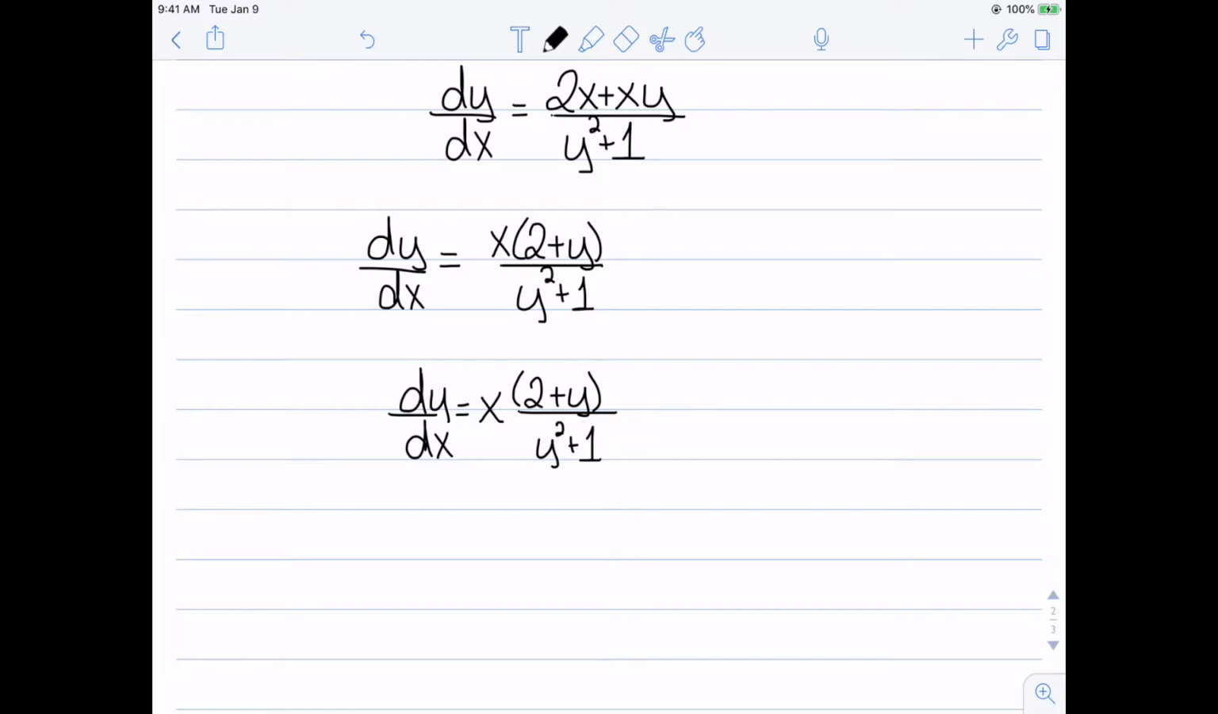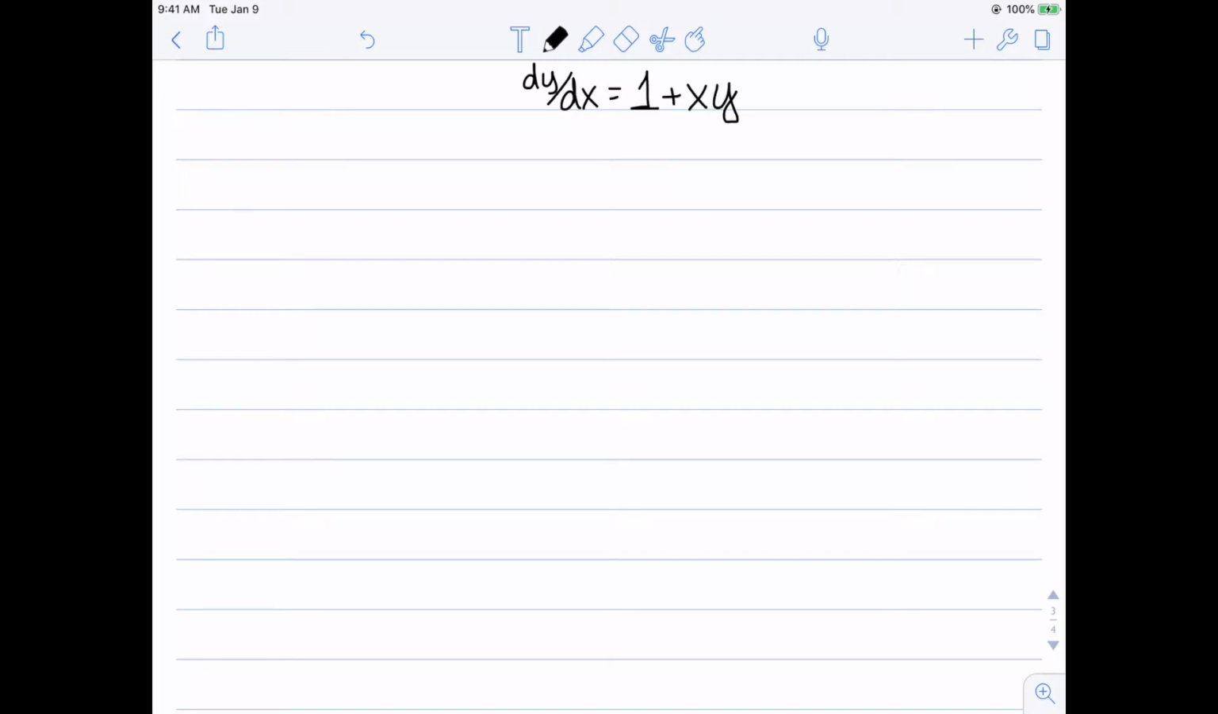So now I have my two values. I have this x value, that'll be my h(x), and I have this huge fraction, which would be my g(y). So I've written it as something involving x times something involving only y's. So this is a separable differential equation. Let's look at a couple more.